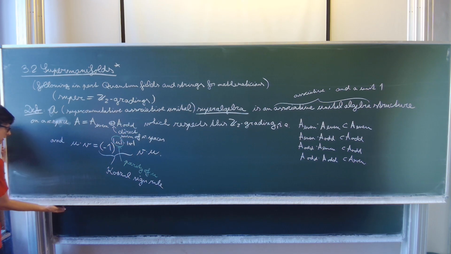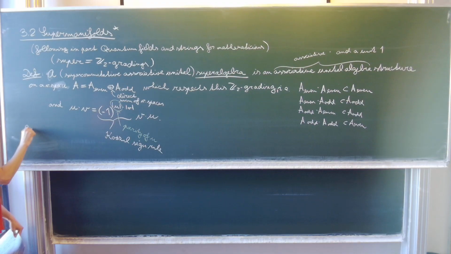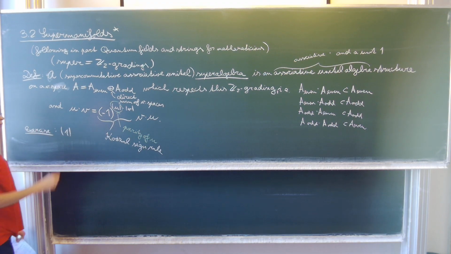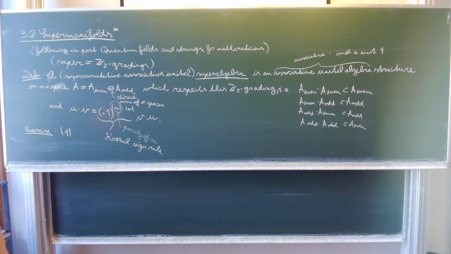Okay, now an exercise for people. A simple one. What is the parity of 1? Does it have a fixed parity? And if it does, what is it? Is it even or is it odd? It's even. Why is it even? Because if I use the supercommutativity, then 1 is (-1) to the parity.